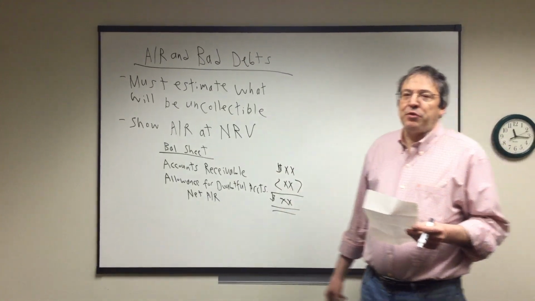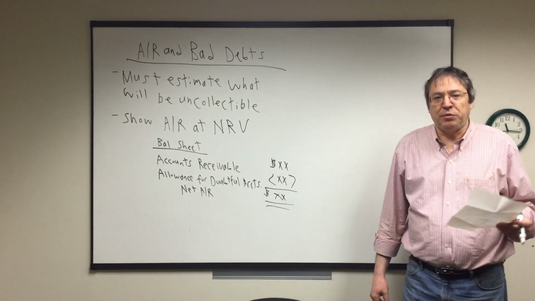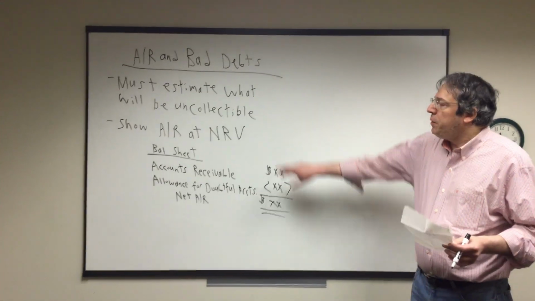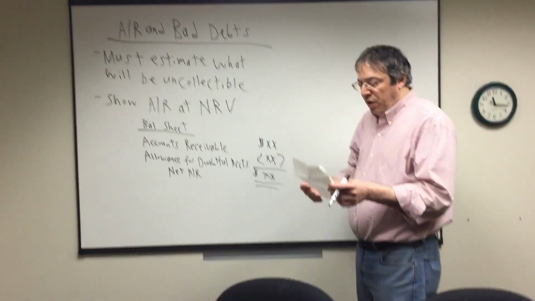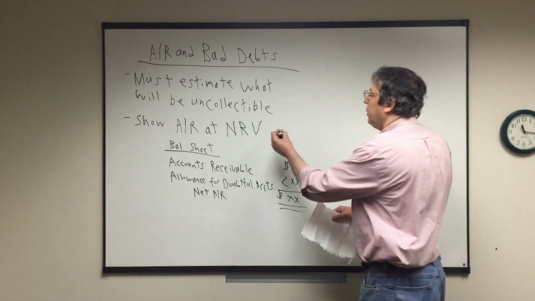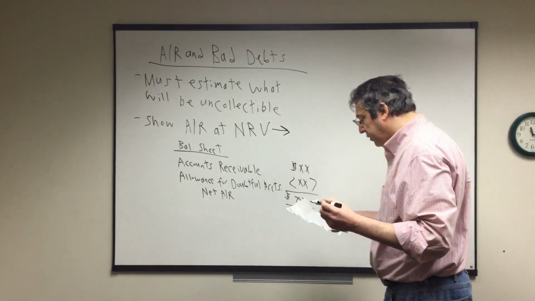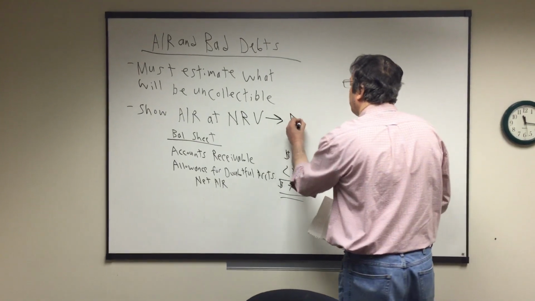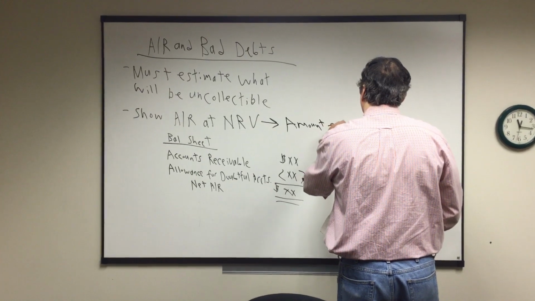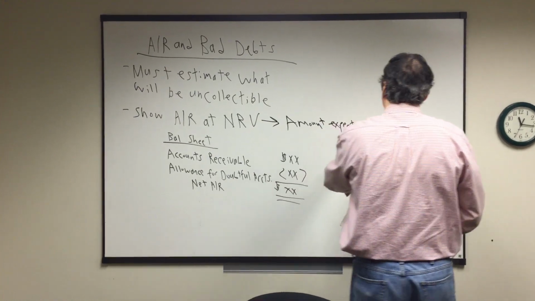Now, remember we talked about inventory and lower of cost or market, we talked about net realizable value. We said that's the amount of cash you can actually get for the inventory. So it's the same thing here. This is the amount of cash we can actually get for our accounts receivable after taking bad debts into account. So we'll say net realizable value, we're going to say the amount we expect to collect.